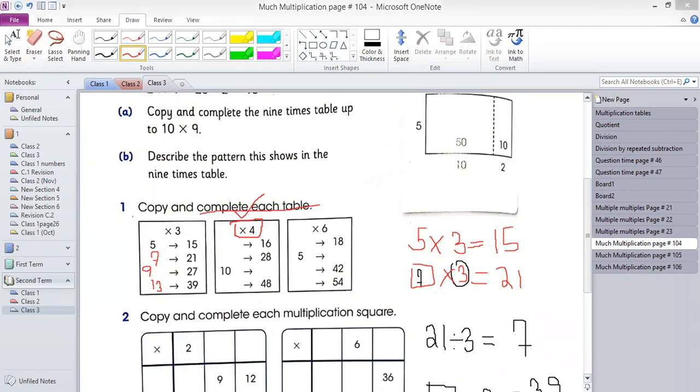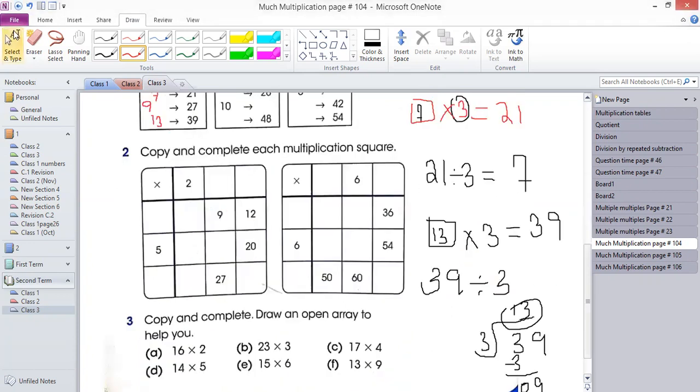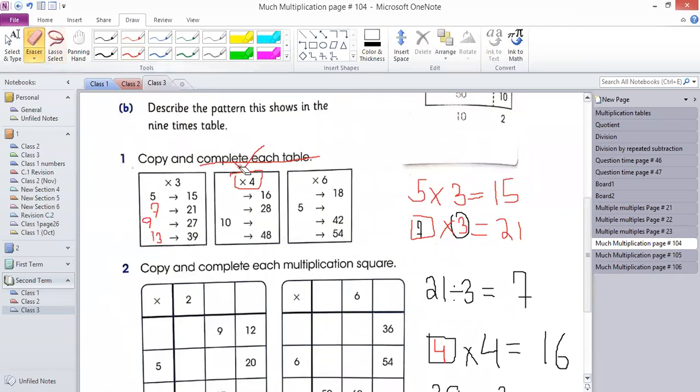Very good. 4 multiplied by 4 is equal to 16. Here it is not multiplied by 3, now it is multiplied by 4. So 4 multiplied by 4 is equal to 16. This is the question: dash multiplied by 4 is equal to 16. So the answer will be 4, because 4 fours are 16. So you will write here 4, guys. Write here 4.